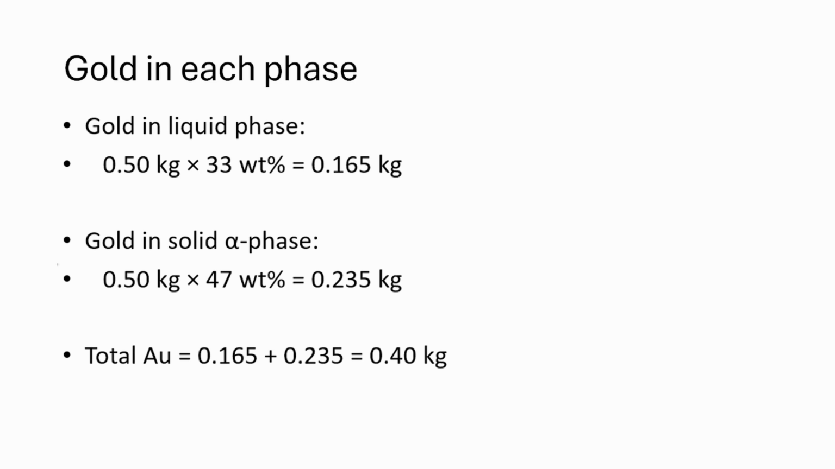And then you would multiply them by the percentage. So it's 0.5 kilograms multiplied by 0.33, which would give you 0.165 kilogram for the liquid. And then for the solid phase, it would be 0.5 kilogram multiplied by 0.47, and it will give you 0.235 kilogram, and you add them together for the total amount of weight, and they'll be 0.4 kilogram.